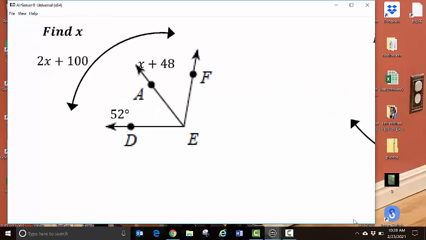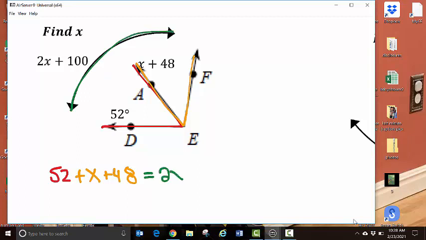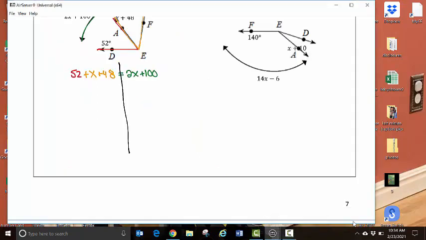It says, and this is where you guys struggled. We have this much, and I want you to do this, 52 plus x plus 48 equals the whole thing, 2x plus 100. Get with your group and solve this, or at least one other person, and solve this problem. Watch, we're going to crank this out. So, in your group, you should combine like terms. That's the first thing. On the left side, we have a 58 and a 48.